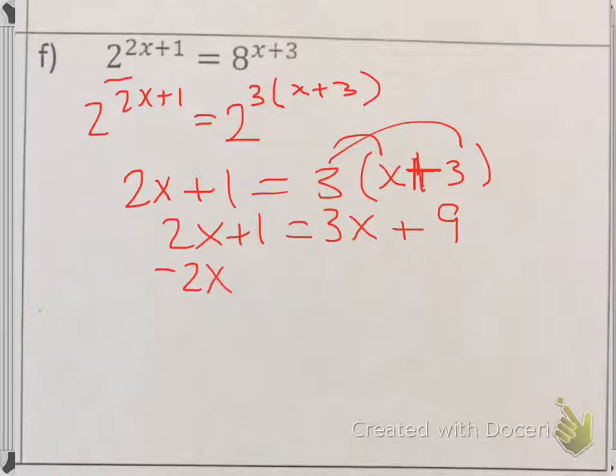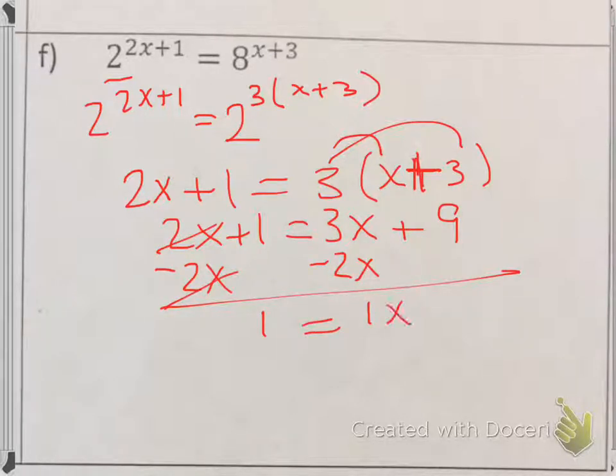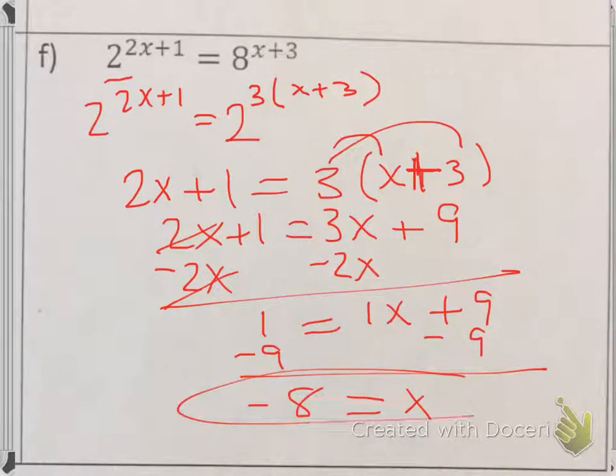I like to move my variables first. Again, I like to keep them positive. So they're gone over here. I get 1 equals 3x minus 2x is 1x. I don't really have to show the 1 there, but I'm writing it there this time. Get the x by itself by subtracting the 9 over to the other side. And I get x equals negative 8. Also okay to get negative powers or negative values for our x's when we're solving these.